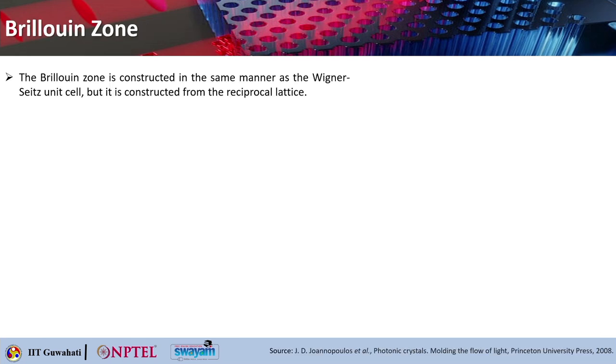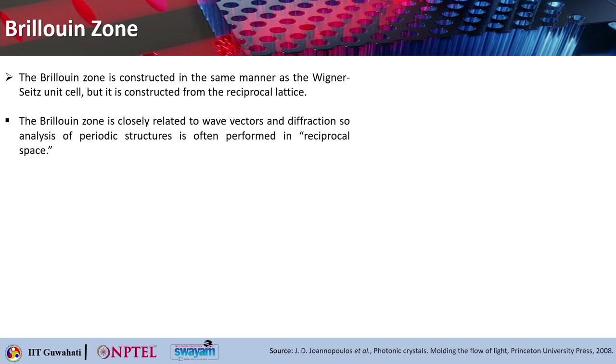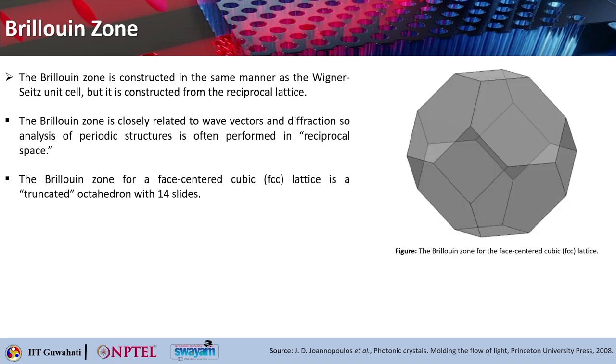Now, why it is important? If you think of Brillouin zone, which is very, very important for obtaining the properties of the photonic crystal, to study the band structure and other properties. So, Brillouin zone is basically constructed in the same way as the Wigner-Seitz cell. Only difference is that Brillouin zone is constructed from the reciprocal lattice. So, Brillouin zone is closely related to the wave vectors and diffraction. So, the analysis of periodic structures is often done in the reciprocal lattice or reciprocal space.